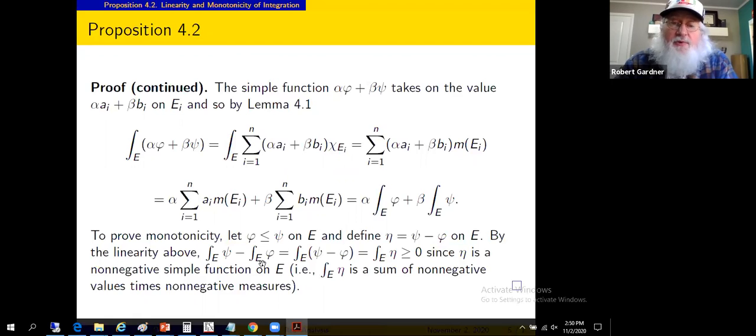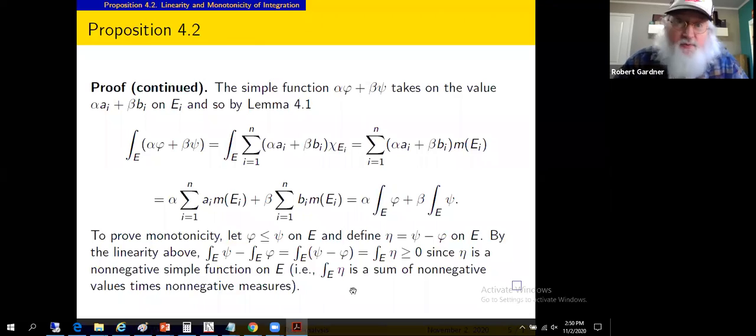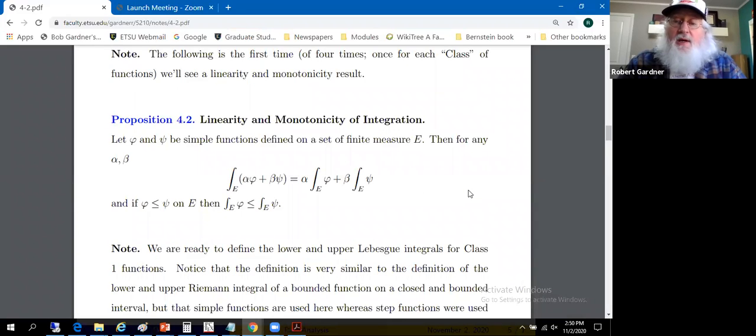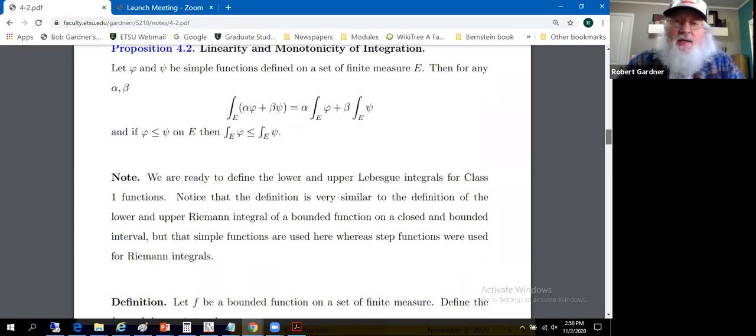Rearrange this, and that produces the monotonicity claim. Take the integral of phi to the other side. You get the integral of psi is greater than or equal to the integral of phi, as desired. So there's your first monotonicity result. So where we stand now is in pretty good shape as far as class 0 of functions goes. Class 0 being simple functions on sets of finite measure.